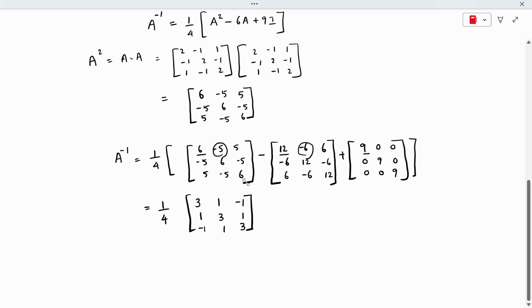So this is our A inverse answer. What is our A inverse answer? 1 by 4 into this matrix. So completed, we have A inverse. Thank you.